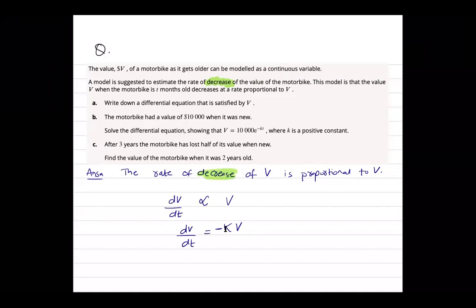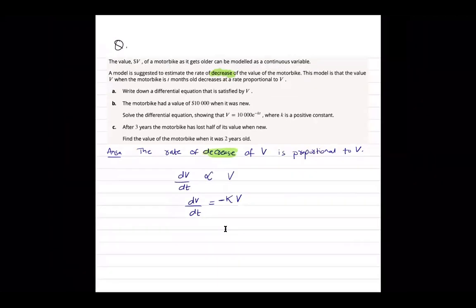This is similar to saying exponential decay. When you have a decrease, it's a decay model. The rate is decreasing, and so the constant of proportionality is going to be negative. So for the first part, you were just asked to write down the differential equation that is satisfied by V, and this is your answer for the first part.